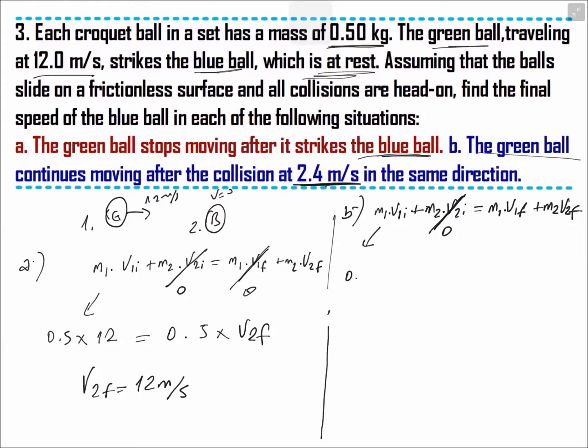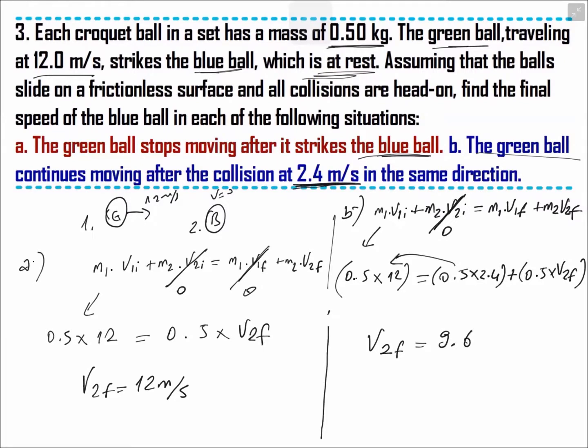So m1, 0.5, times the initial velocity of the green, which is 12 again, plus 0, equals 0.5 times the velocity of the green ball given, 2.4, plus 0.5 times v2 final. And if we do the calculation, sending this to the other side and dividing both sides by 0.5, v2 final will be 9.6 meters per second in the same direction.